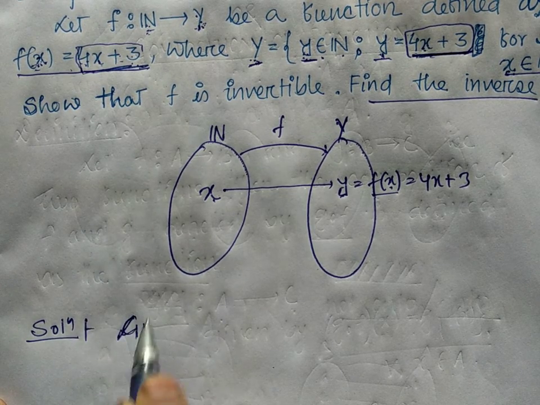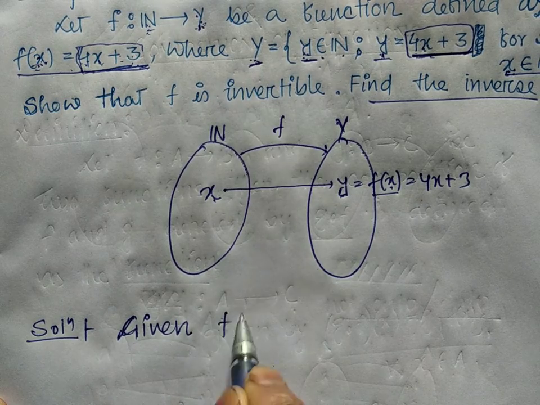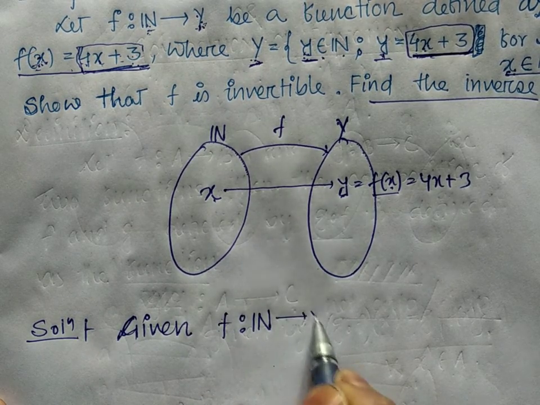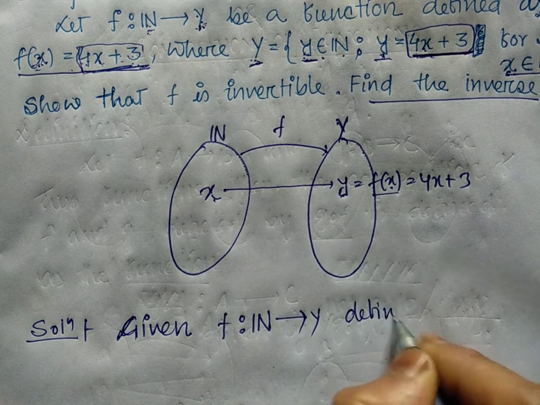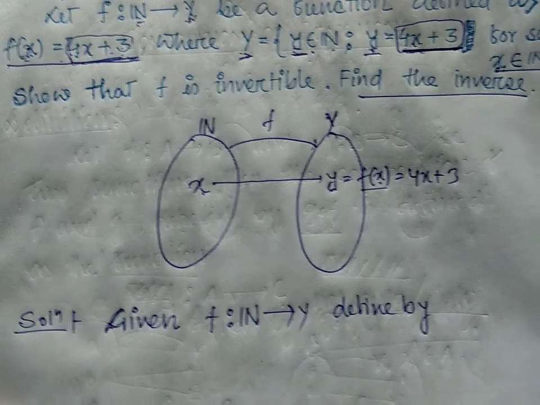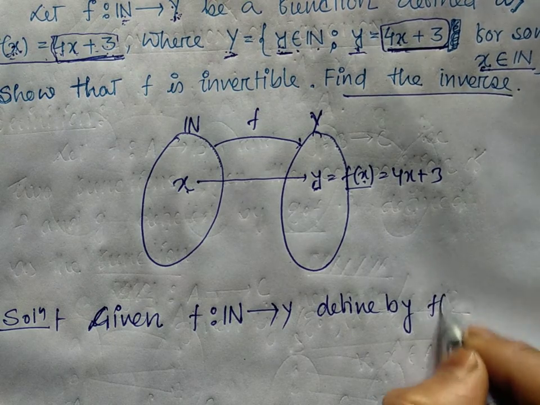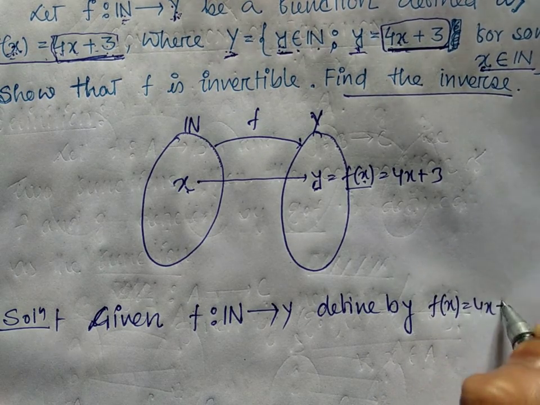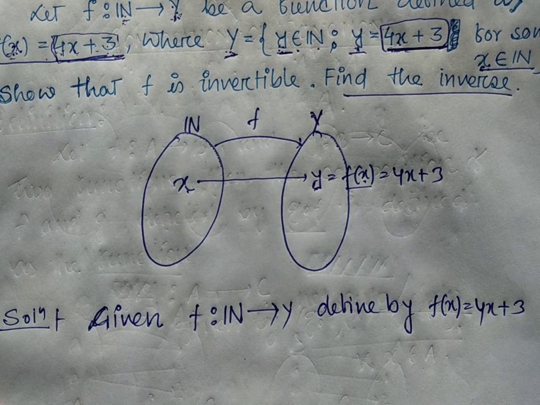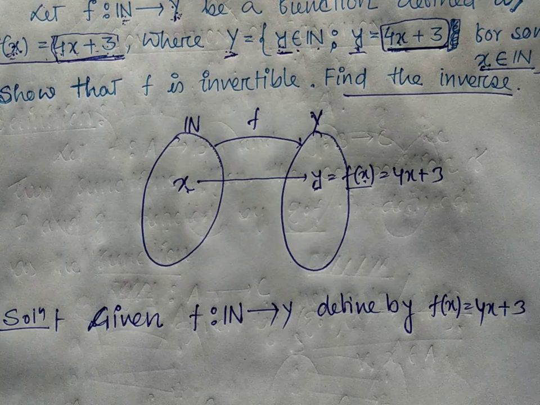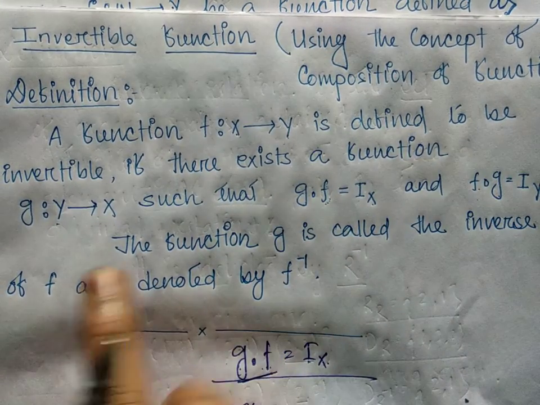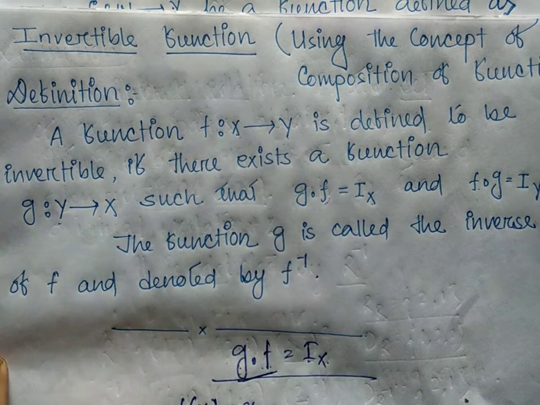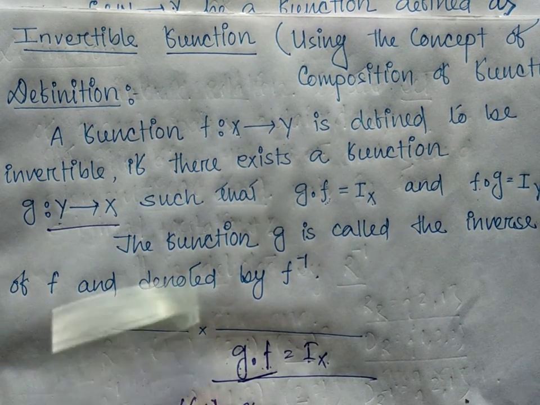Let given f from natural number to y defined by f of x equal to 4x plus 3, it is already given. Okay, now as you have to use the composition of two functions, what we will do according to the definition of invertible function using composite of function, we will consider another function g in the reverse way. Similarly you have to define the function also.